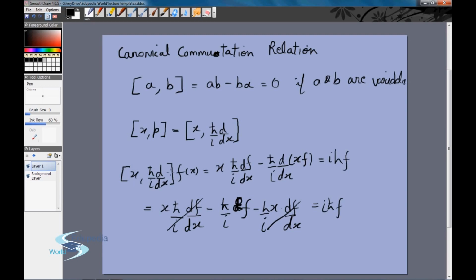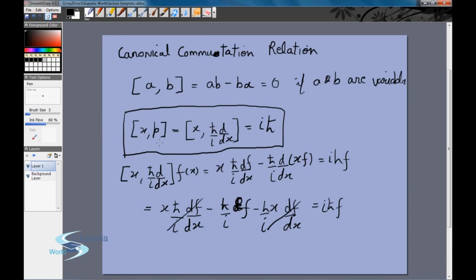So the commutator of x and p acting on f is equal to iota h multiplied by f. What this tells us is that [x, p] is equal to iota h. And this is one of the most fundamental relations which we'll use again and again. It is also the root of the uncertainty principle.